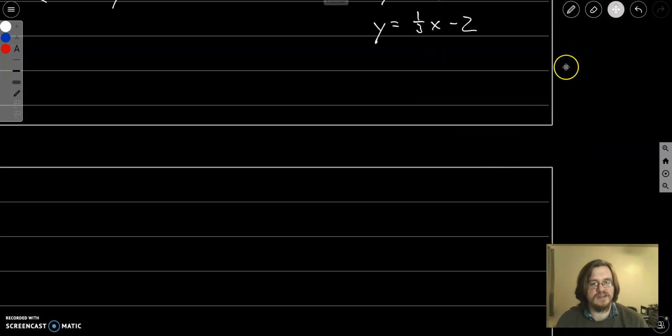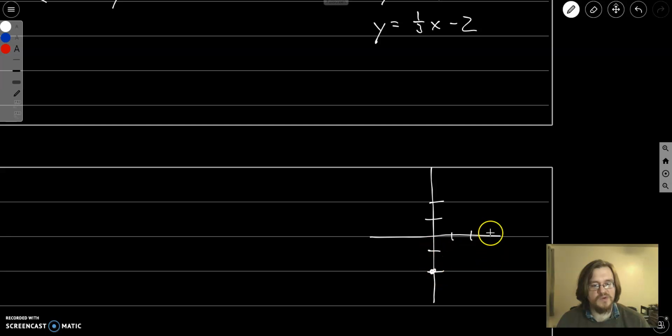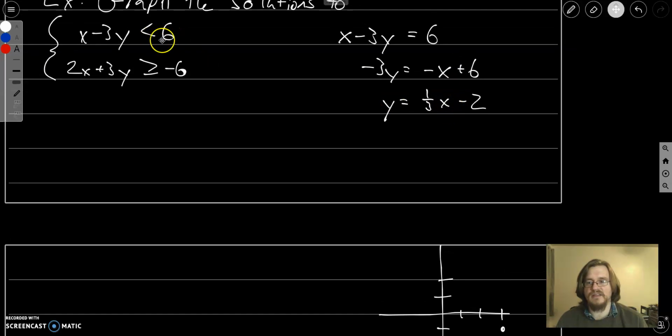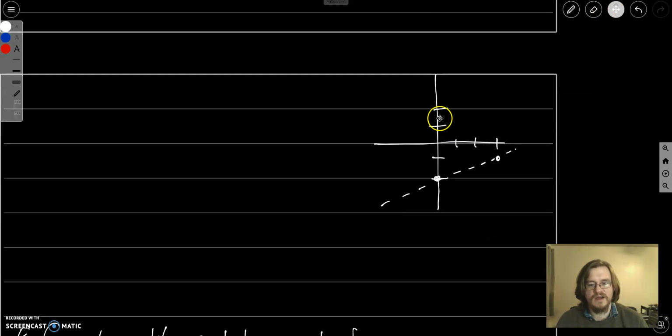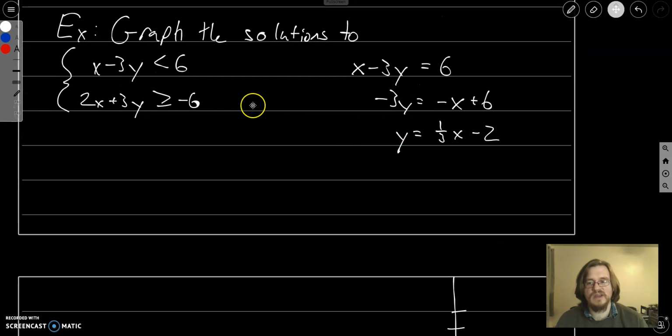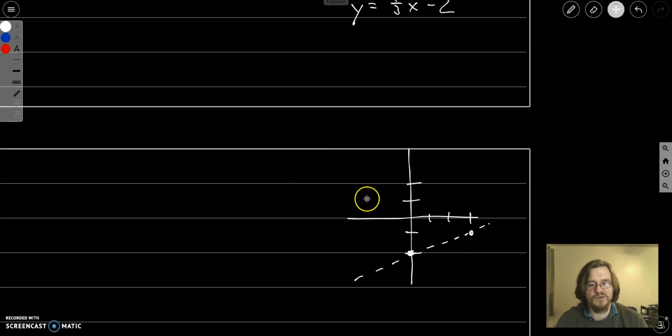I'll do this on this side. So we'll have y equals 1/3 x minus 2. So minus 2 is going to be the intercept. And with a slope of 1/3, every time we go up 1, we go over 3. This was a strict inequality, so I'll use a dashed line. Cool. And what we'll need to do is make sure that we graph the correct side of this. Do I want to go above that line or below it?